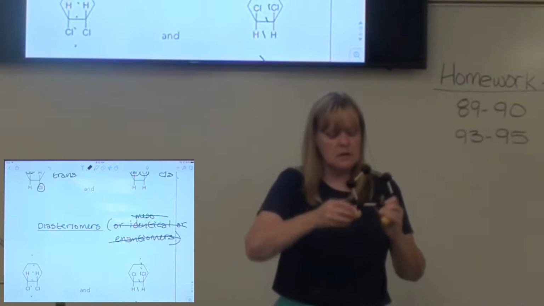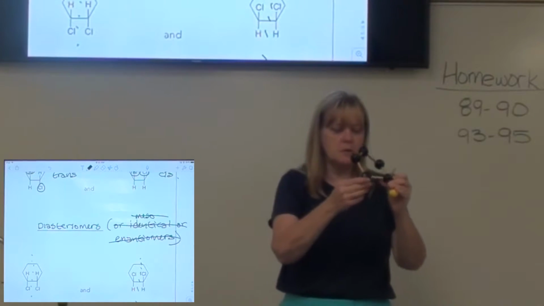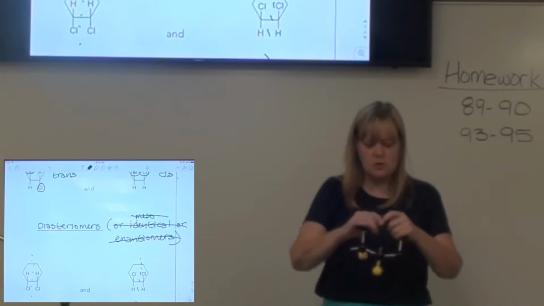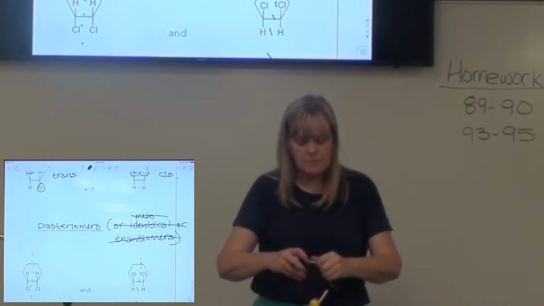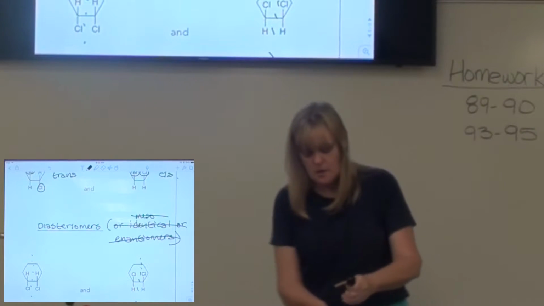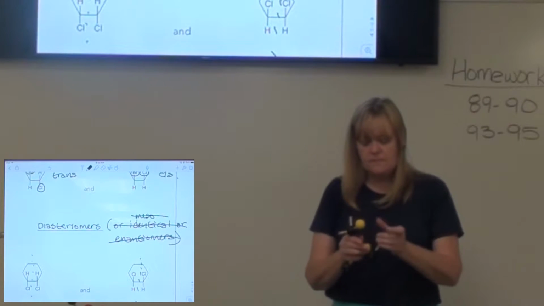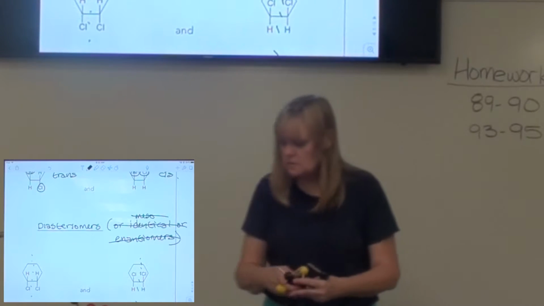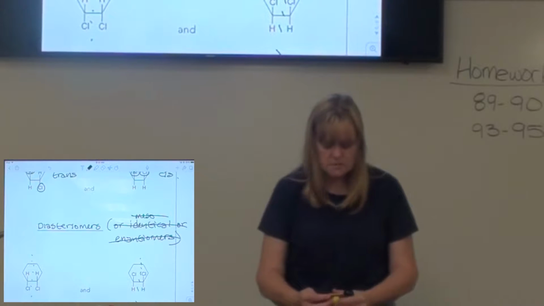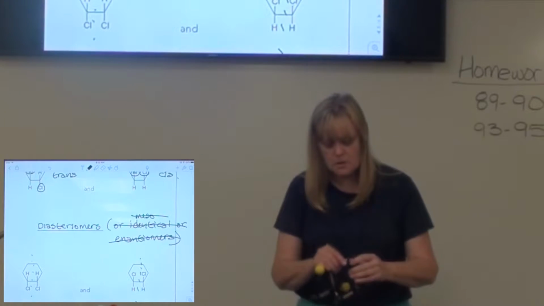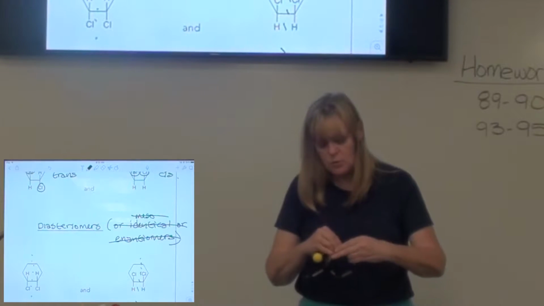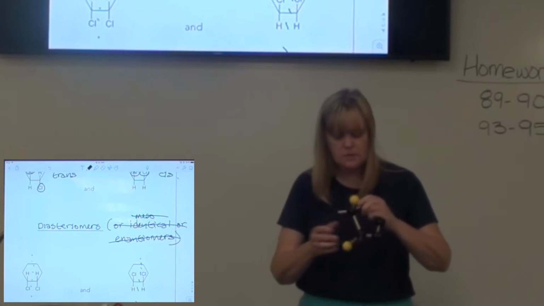It's kind of like this. And it's going to be a little bit plainer to see if I have a 5-membered ring, because that's a lot more planar. 6-membered rings are kind of puckered a little bit. But we'll get into that next semester.